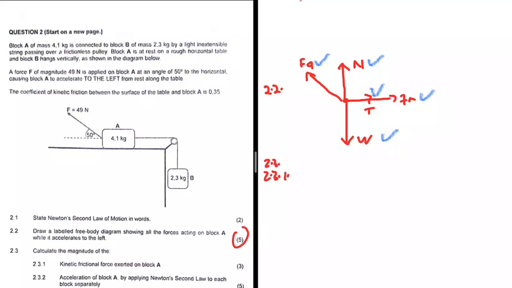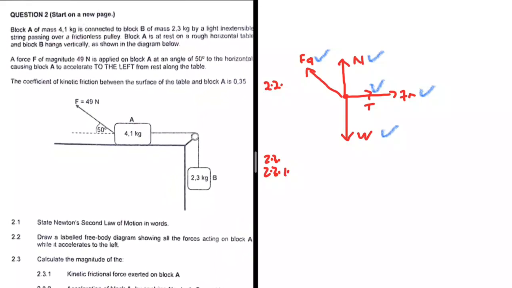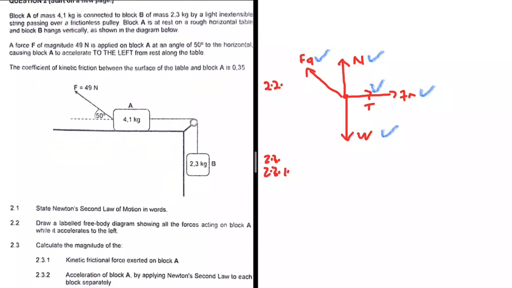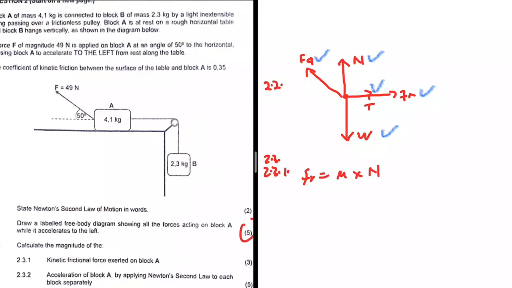2.3.1, we're supposed to calculate the magnitude of the kinetic frictional force acting on block A. So let's go ahead and do that. Quite an easy question. The kinetic frictional force is equal to the coefficient multiplied by the normal force. The coefficient between the surface of the table and block A is 0.35. All we need is the normal force, and we have answered our question.